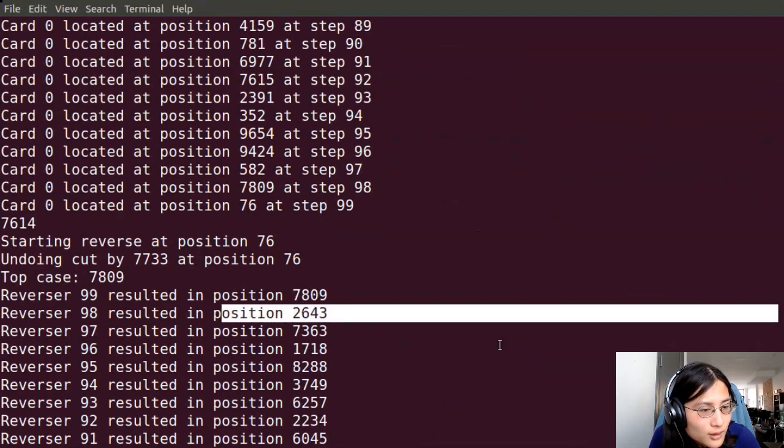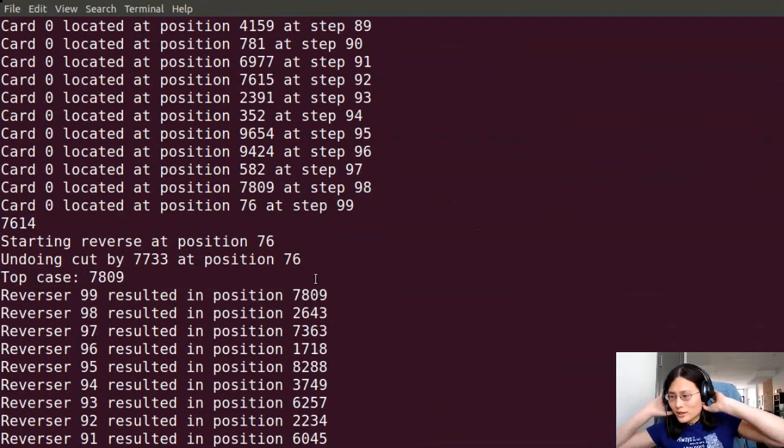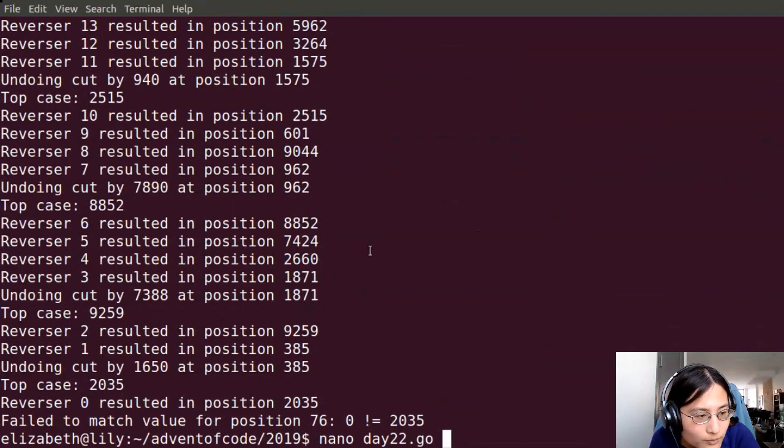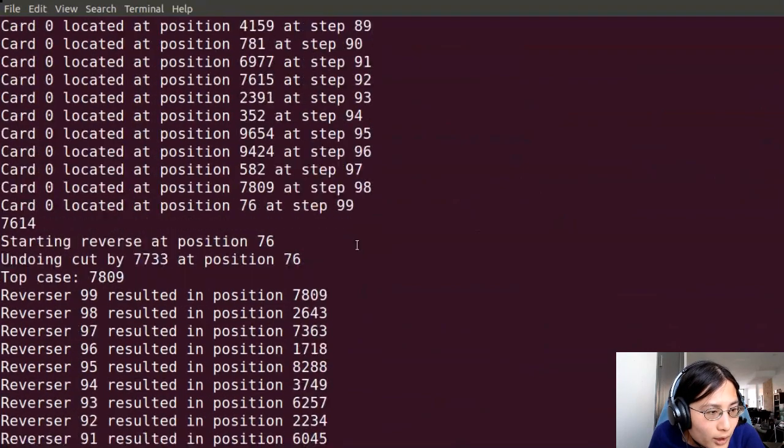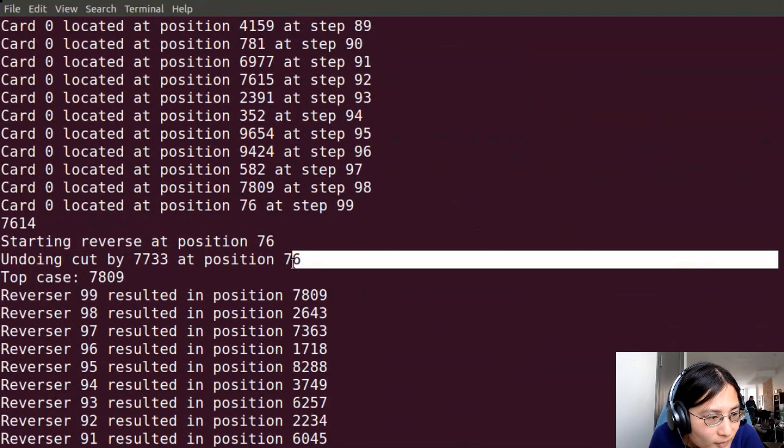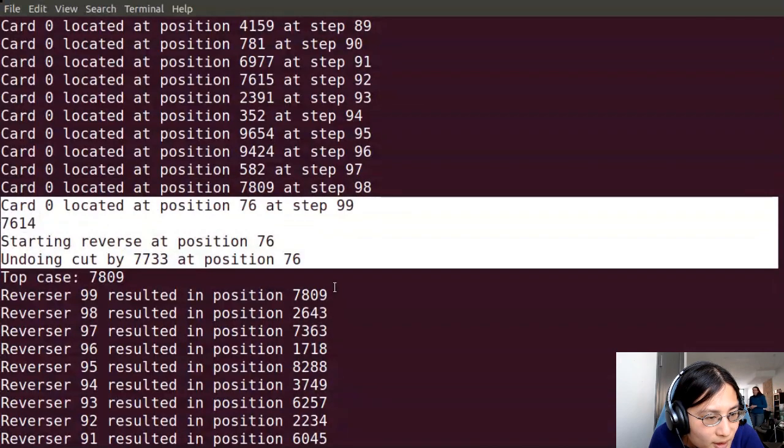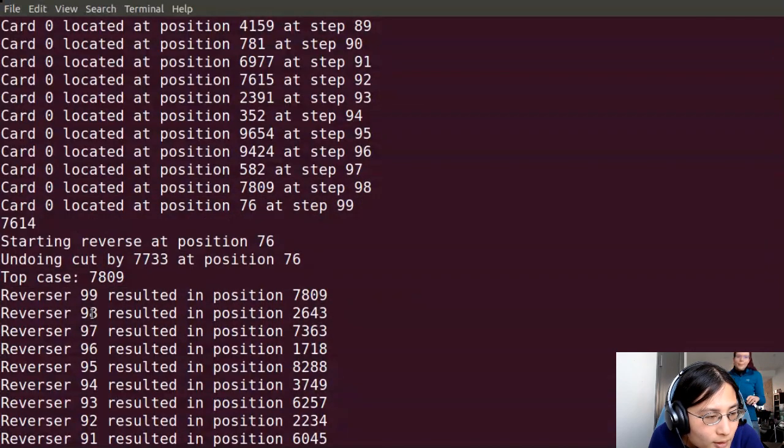So now my next undo is wrong. Okay, glad we could solve that. That was just a bug. Position 76, position 76, position 7809. So now my step number 98 is wrong, and reverse number 98 is wrong.